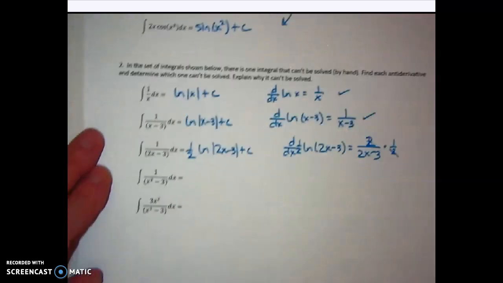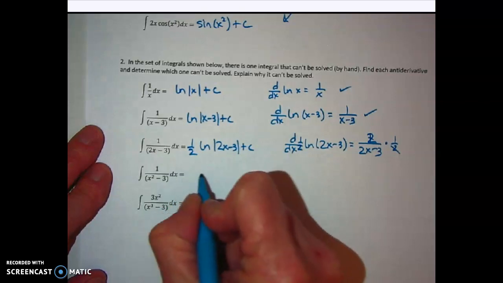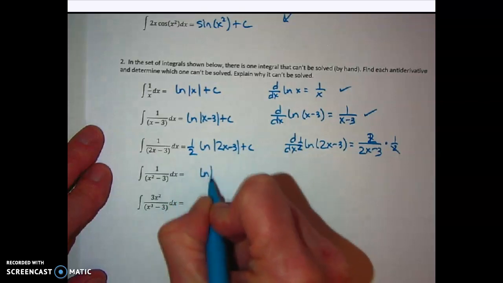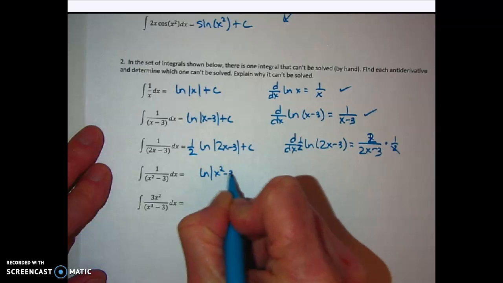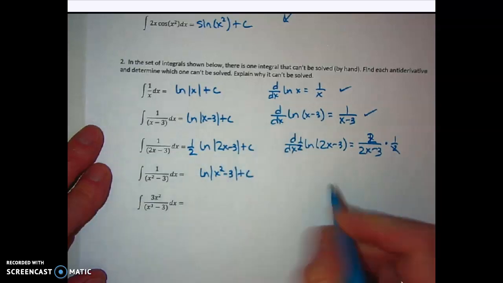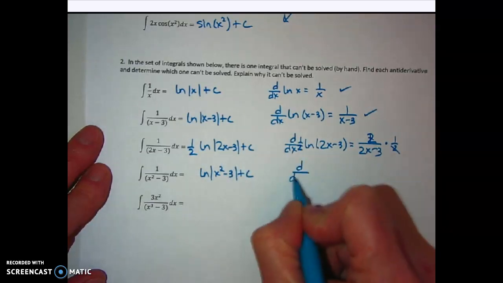Okay, let's continue on. This one must be the natural log of x squared minus 3 plus c. And again, let's check this.